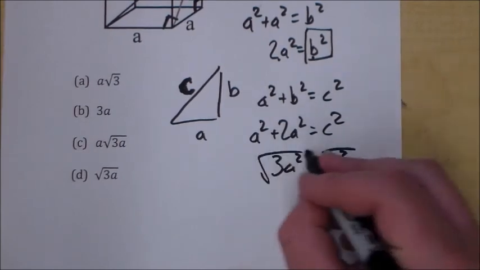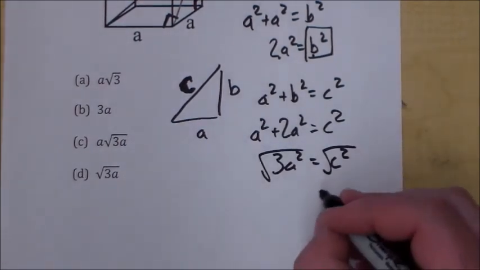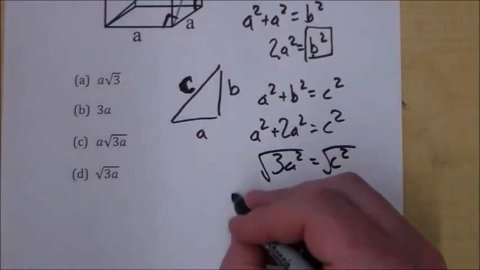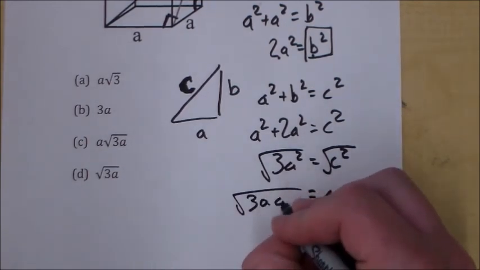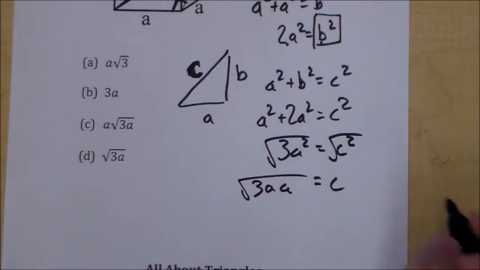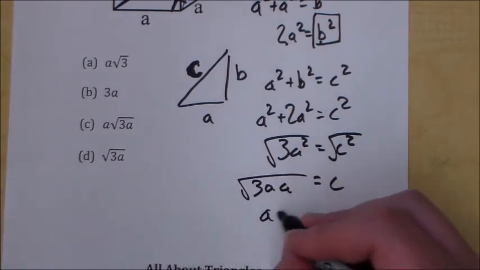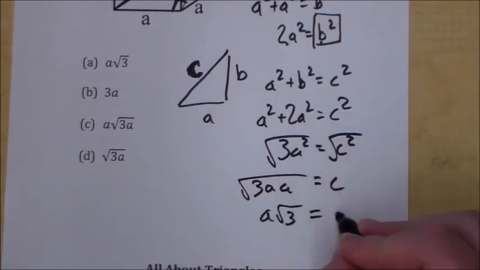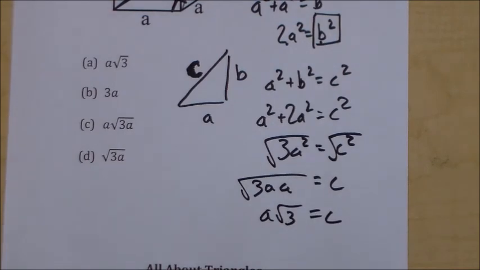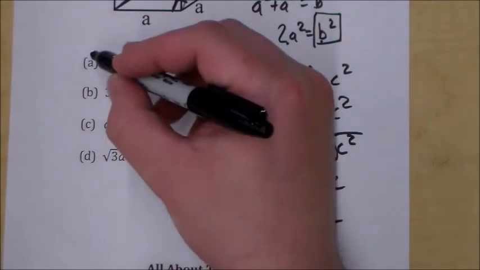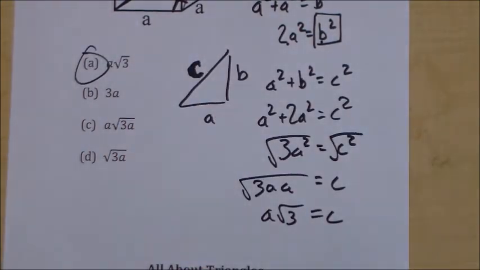Get the square root of both sides. What's the square root of C squared? You know that, that's C. Square root over here is like 3 times A times A. A times A is A squared. Square root of A squared is just A. Square root of 3 is just the square root of 3. And that's it. That's our answer. A square root of 3. That's a tough one, but we're good.